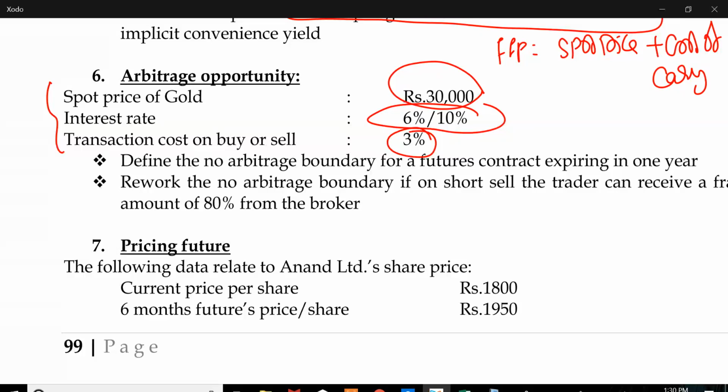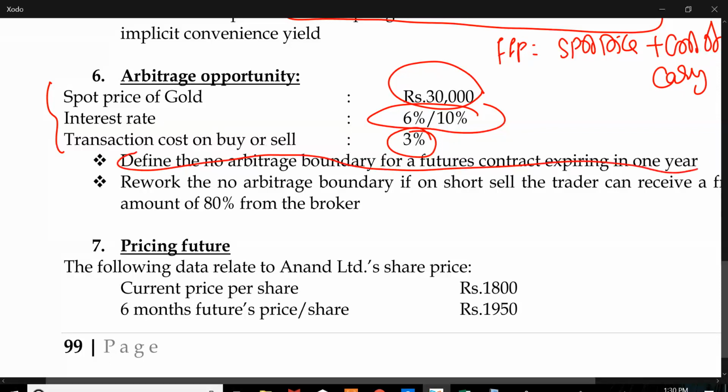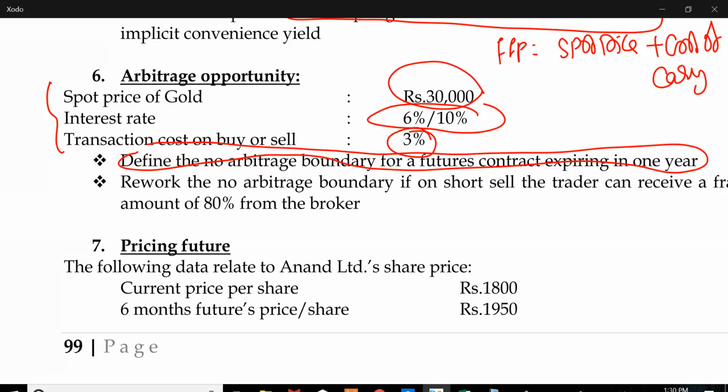So in this question they have said define the no arbitrage boundary for a futures contract expiring in 1 year. I want to know what is the no arbitrage boundary. There can be a single price like a fair futures price, which used to be spot price into e power RT. That's not going to work out. Now my arbitrage can happen in two ways. In one way, I sell the gold today. When I sell the gold today, I get some price. After selling the gold, I'll create a deposit. This deposit will mature to some value. After getting that value, I will again buy back the gold.